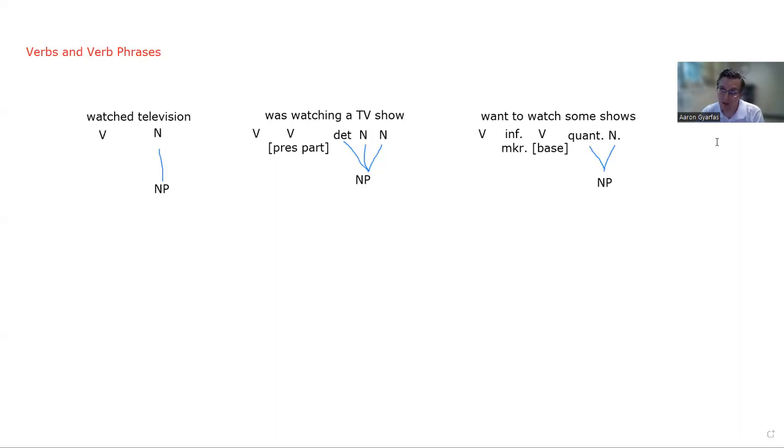And in the last one, you've got the infinitive, to watch. So want is a verb. Want is followed by the infinitive marker, to. And what comes after that infinitive marker? It must be the base form of a verb. We can't say to watched, to watches, to watching, right? It has to be the base form of a verb.